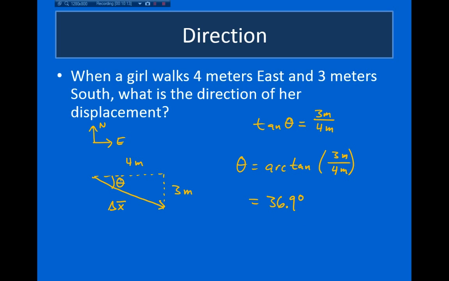Now again, remember, I can't just say 36.9 degrees. It's 36.9 degrees with respect to what? How am I measuring this angle? Looking over here, if this is east, and this direction here is south, this angle is south of east. And that's a very common way to denote it: south of east, or north of west. You just put the first direction and then the other direction.